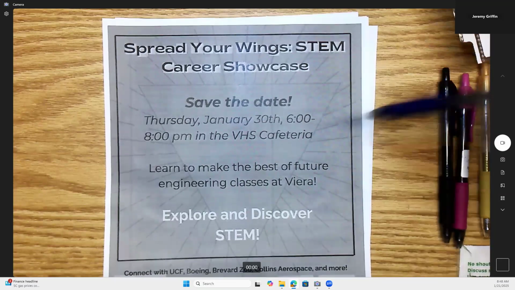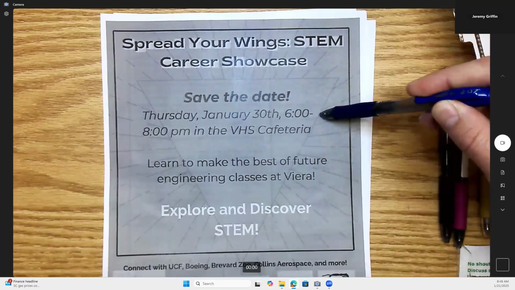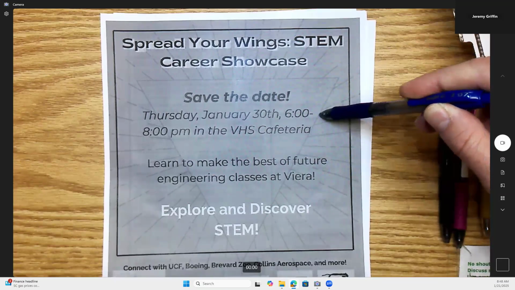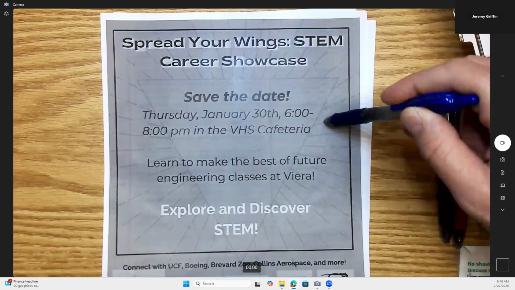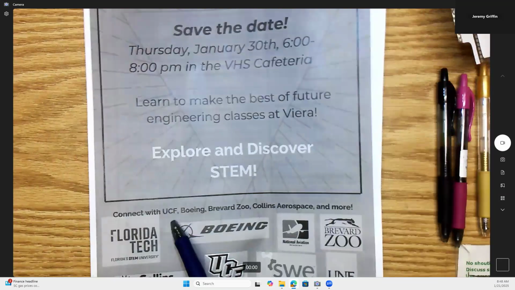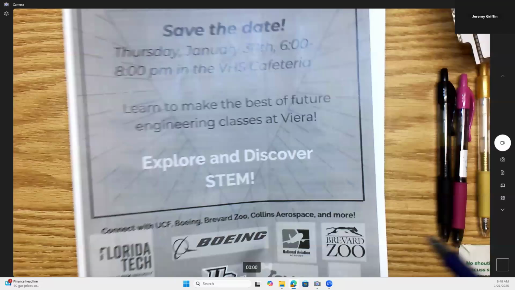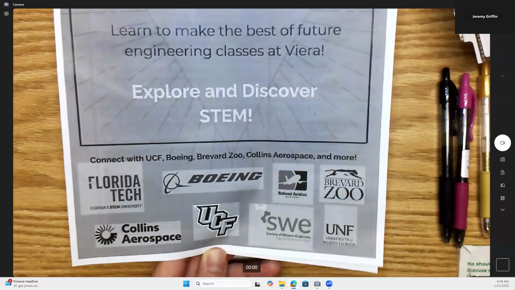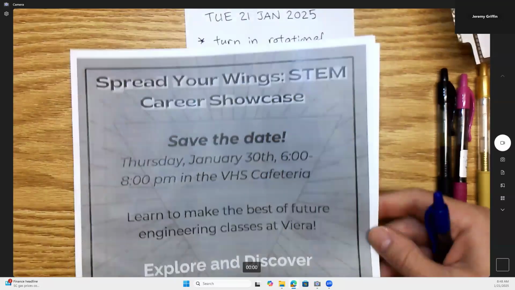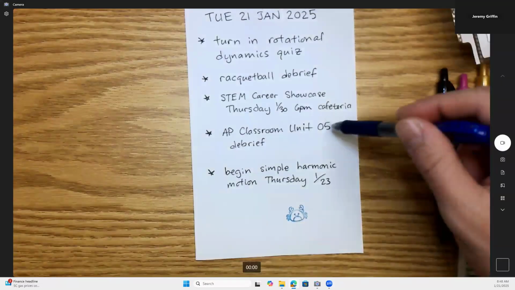If you're interested, this is going to be on Thursday, January 30th. So what is that? 9 days from now. Right. So next week at 6 o'clock in the cafeteria. It says connect with UCF, Boeing, Brevard Zoo, Collins Aerospace, and more. All right, and there's some logos down here. So that looks like a good opportunity. All right, there you go. Jot that in your planner if it can be helpful to you.